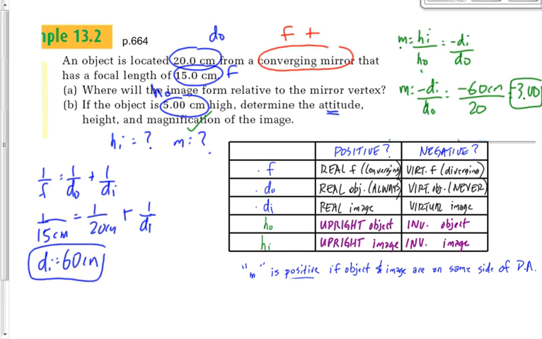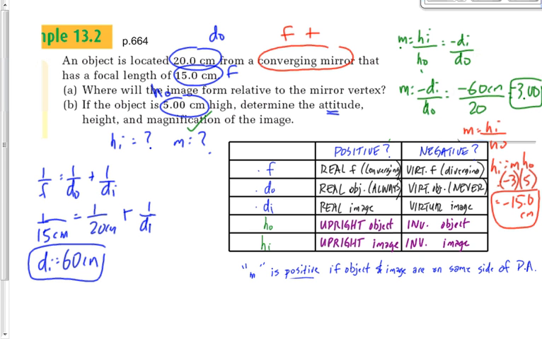Now I'm going to find the height by saying m is equal to hi over ho. Hi is m times ho. It's negative 3 times my object height, which is 5, which is negative 15. There we go. I got di, I've got m, I've got hi.